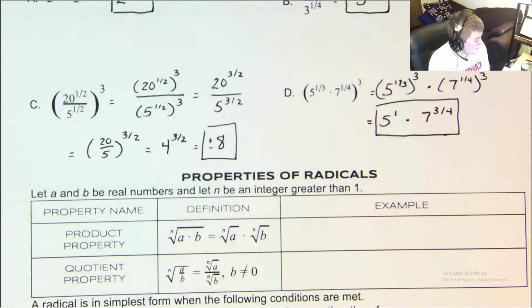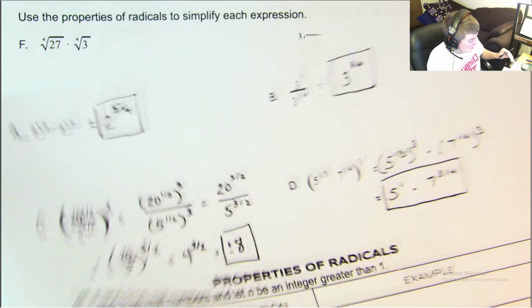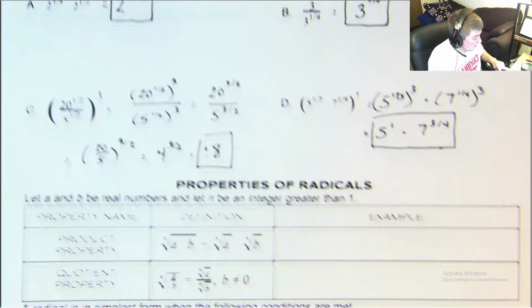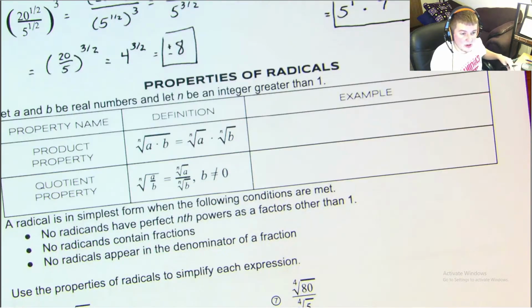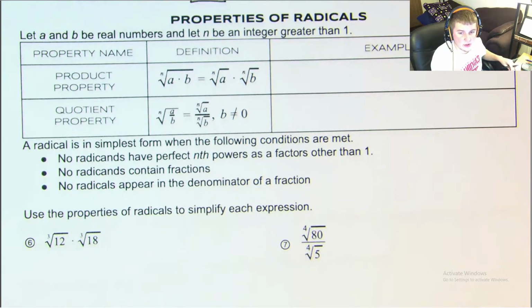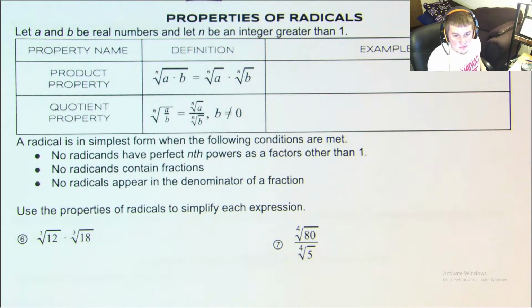Okay, so that is our rational exponent and some of their properties. We have some properties that involve radical symbols. We're going to let a and b be real numbers and n be an integer greater than 1.